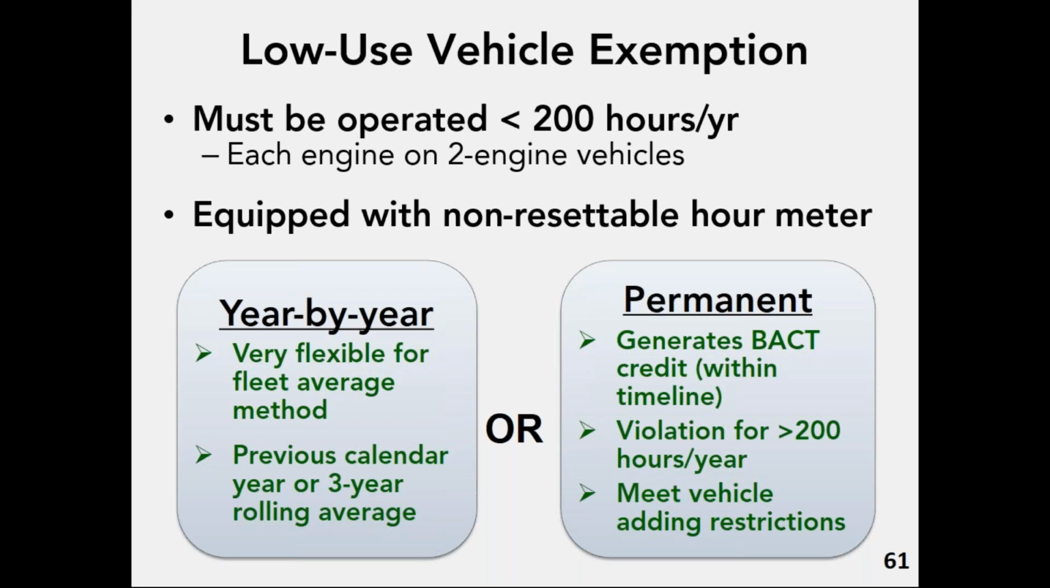Alternatively, if you designate a vehicle as permanent low use, you're essentially guaranteeing us that that vehicle is going to be used at a negligible level. The way that I like to think of it is it's almost as if you've sold it. We're going to give you credit as if you sold that vehicle. You will receive a BACT credit for retiring the vehicle, but again, it's a contract. You must stay below 200 hours per year.